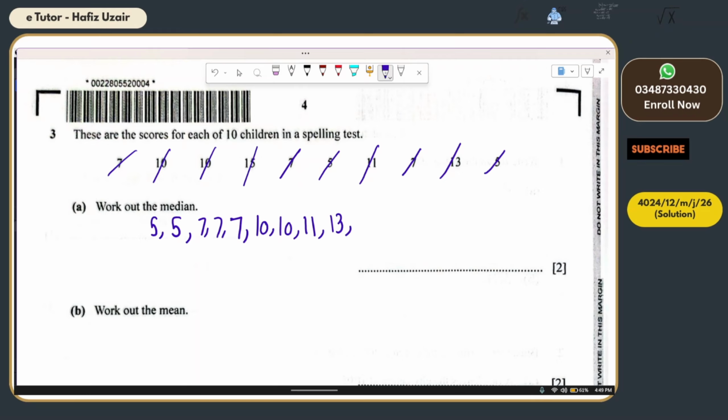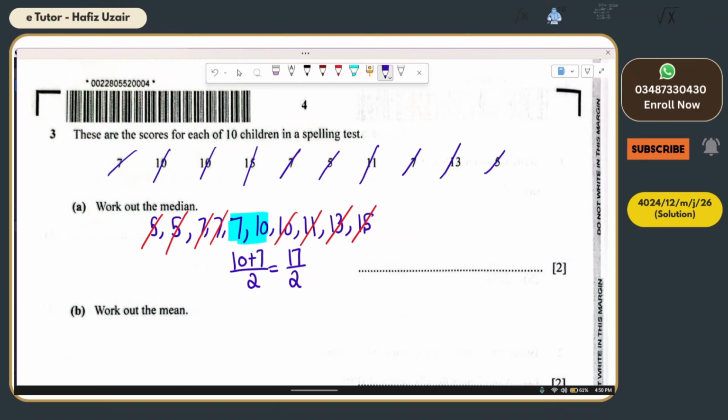All right, now start cutting these numbers, one from left and one from right. Now here we have two numbers at the center. So we need to add the two numbers, 10 plus 7 divided by 2. That will be 17 divided by 2, and 17 divided by 2 will produce 8.5.